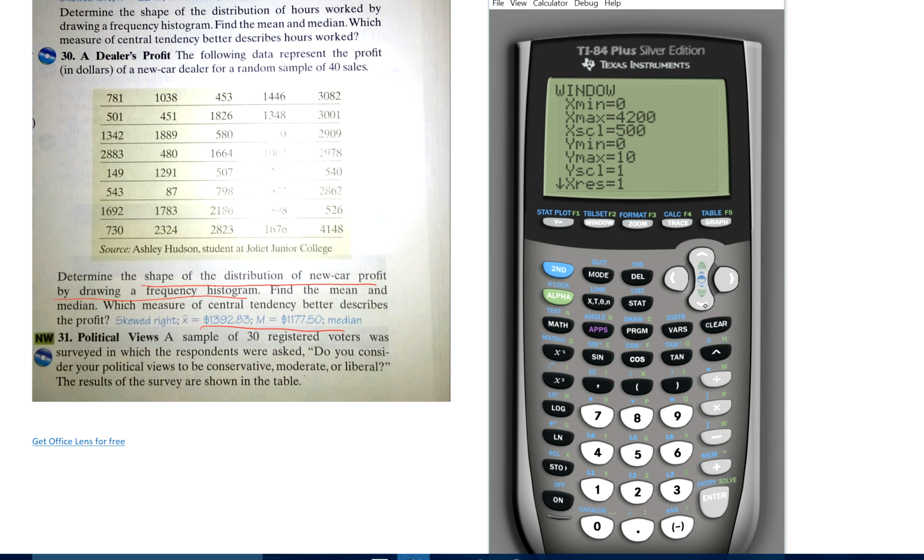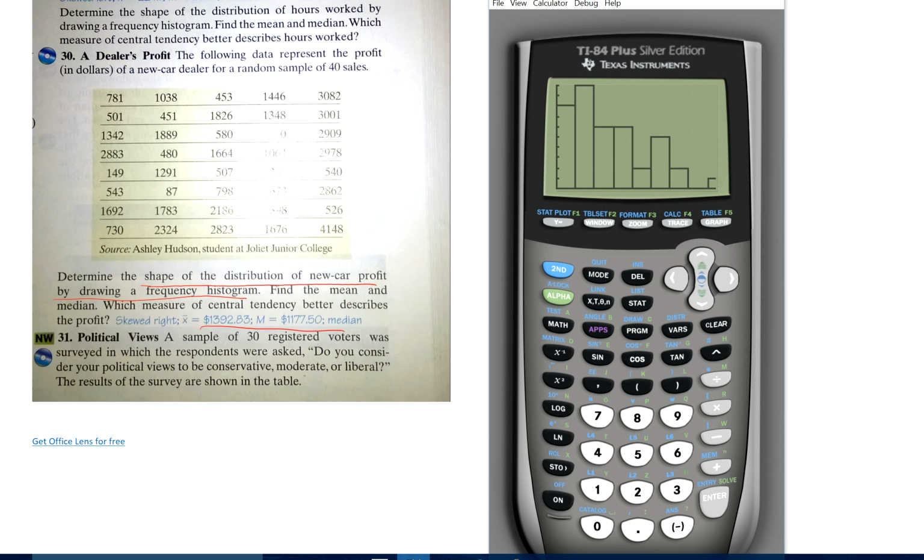So what if I made my scale more like 1,000? Okay, too few classes. What if I made my scale 100? Okay, not very useful. Too many classes. I don't get to see an overall trend. So you kind of see the extremes, and that's what's so nice about the calculator, I get to do this sort of thing. Delete that 0 there, and go from there. Okay, so there's the overall shape.